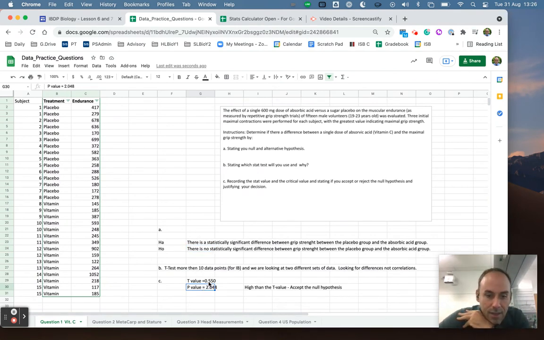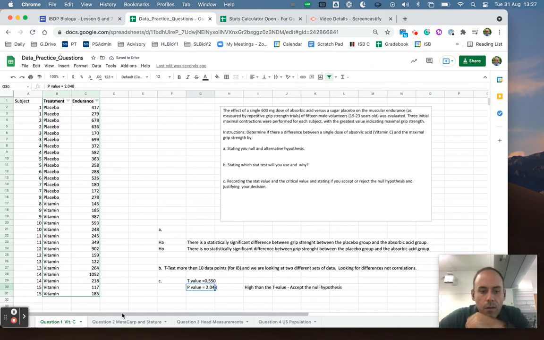If this t-value was, and I'm just going to say just for kicks, 5.45, if that was our t-value, that would be much higher than our critical value, and therefore we would call it significant. But because it's below it, we say that it's not significant.